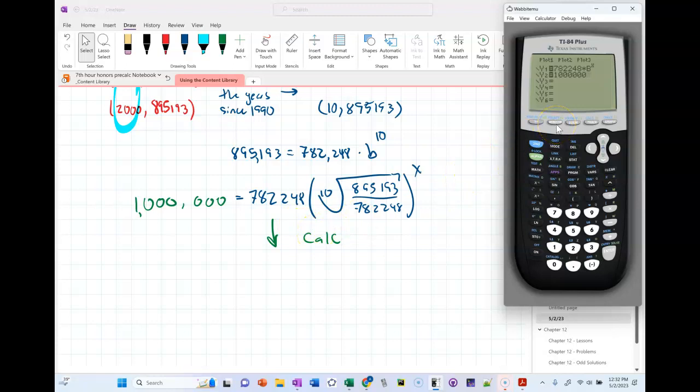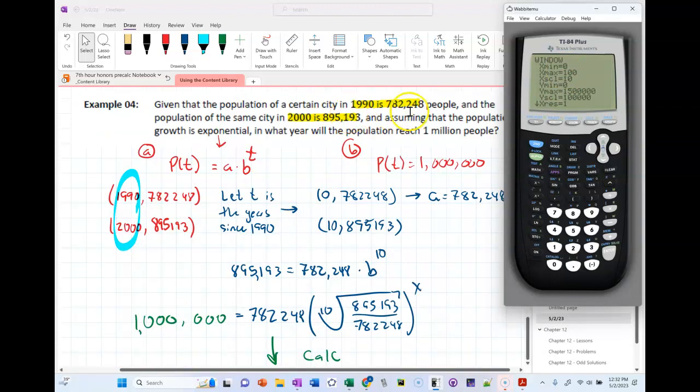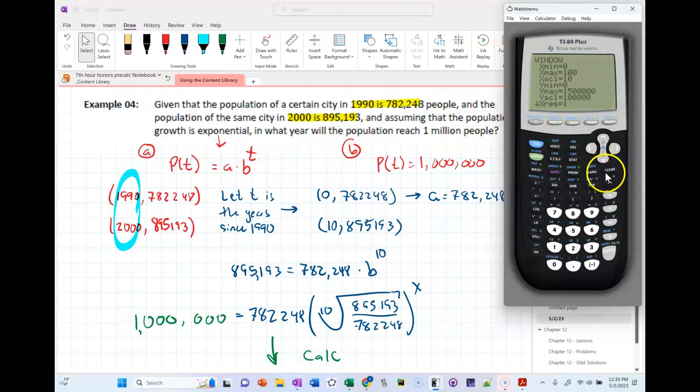If I want the intersection, though, I'm going to have to set a window for this. So if I look at this, we started at about 800,000. 10 years later, we got to about 900,000. I'd expect 10 years later, we'll probably top up over 1 million. But I'm going to do a little bit more than that. So I'm going to do 0 to 30.